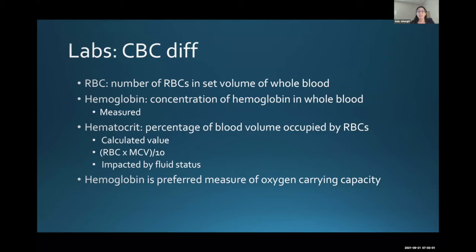And it's important to distinguish the difference between those two. Most hematologists, including myself, will use the hemoglobin preferentially. It is a measured value and it looks at the concentration of hemoglobin in a set volume of whole blood. The hematocrit, on the other hand, is more of a calculated value, so it's more impacted by fluid status and a little bit more variable and less accurate than that hemoglobin. It takes the percentage of blood volume that's occupied by RBCs, and the way they calculate that is the red blood cell count multiplied by the mean corpuscular volume, which is the size of those red blood cells, and divides by 10. Because of that variability, we do usually prefer the hemoglobin as a true measure of oxygen carrying capacity.